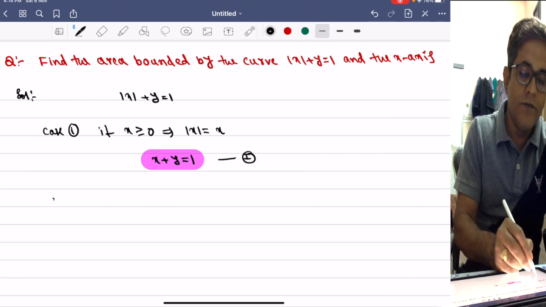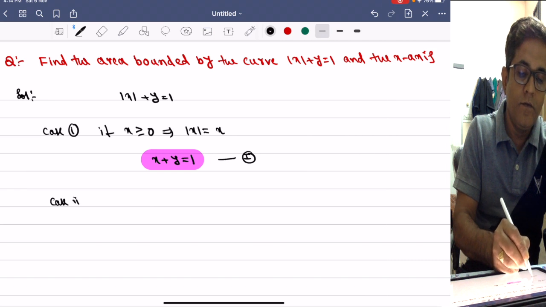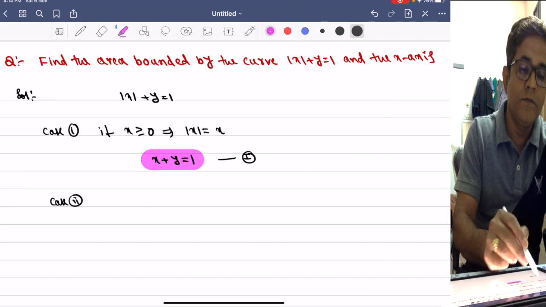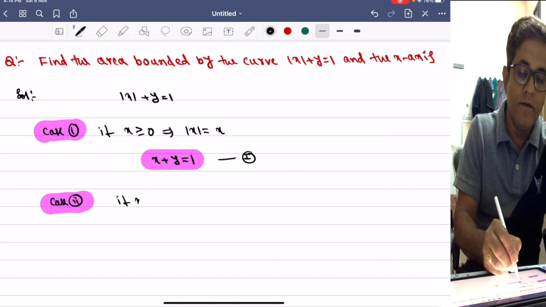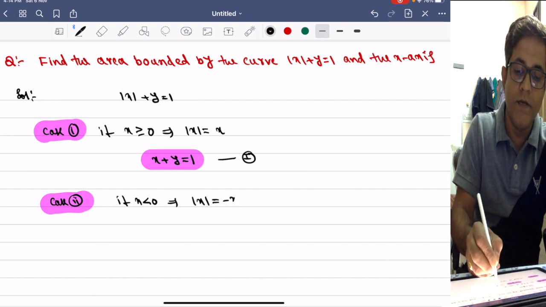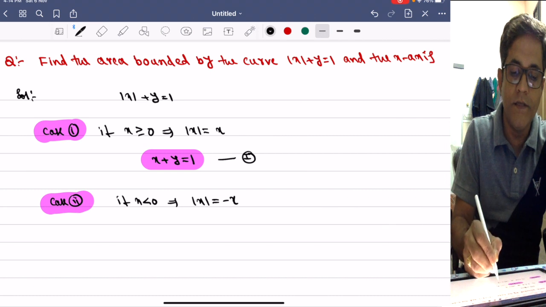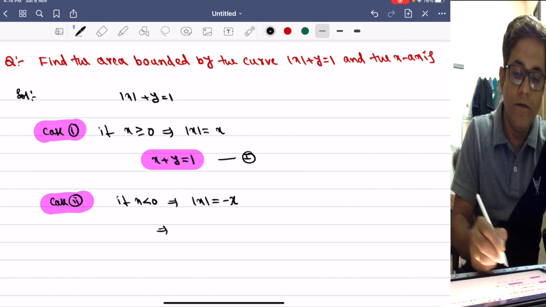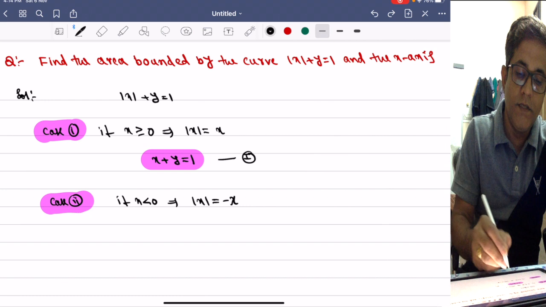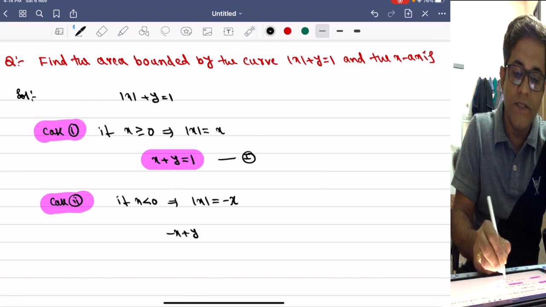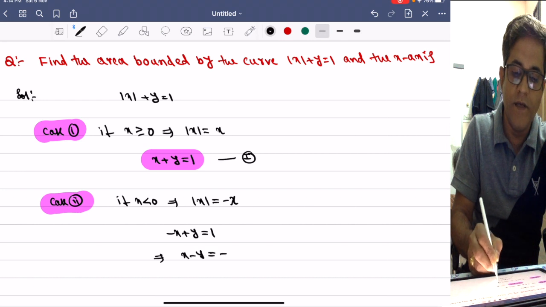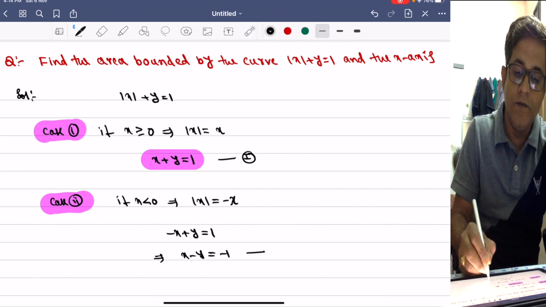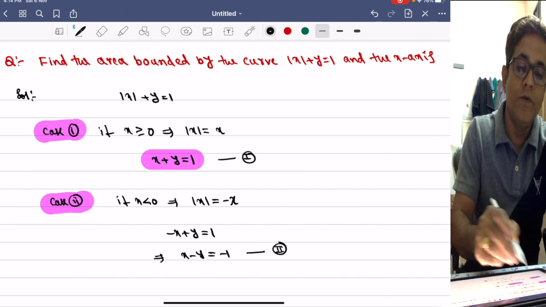Next, case 2. In case 2, if x is less than 0, then mod x is equal to minus x. Then the given curve becomes minus x plus y is equal to 1. This implies x minus y is equal to minus 1. Call this equation number 2.